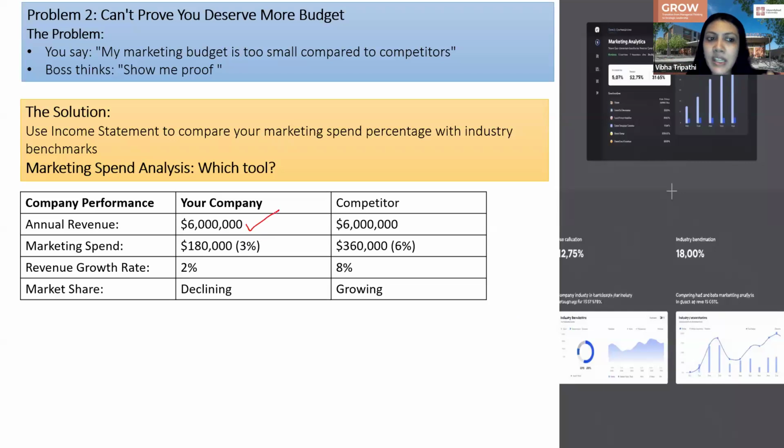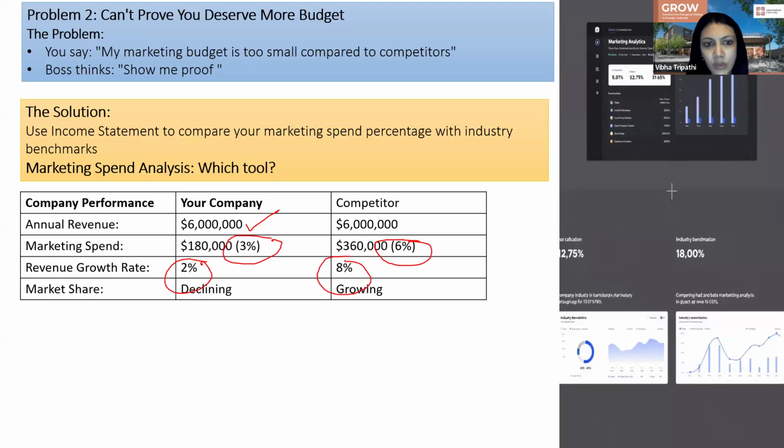If your company's annual revenue is, let's say, 60 lakh rupees and your marketing spend is 1,80,000, you are spending 3% on the sales of the company. But here, if my marketing spend is 6%, I'm spending 360 as a competitor. Again, the growth of your company is only 2%, but the other company is 8%.